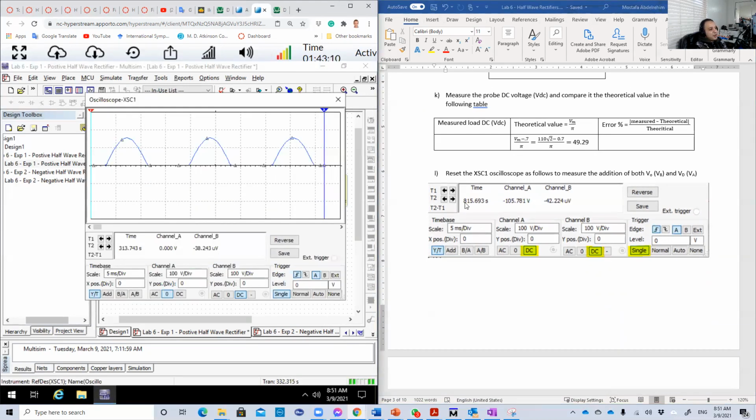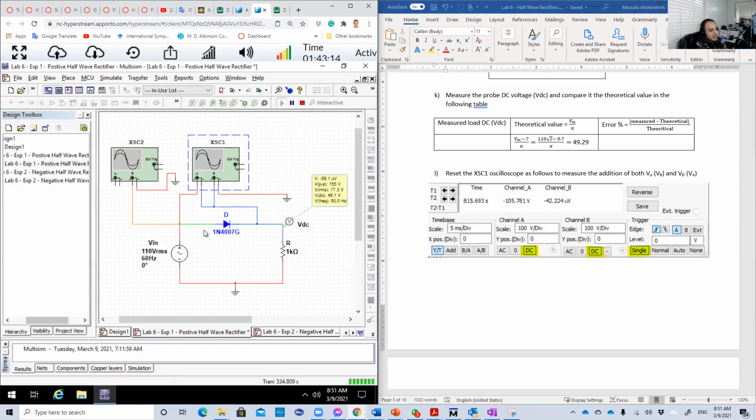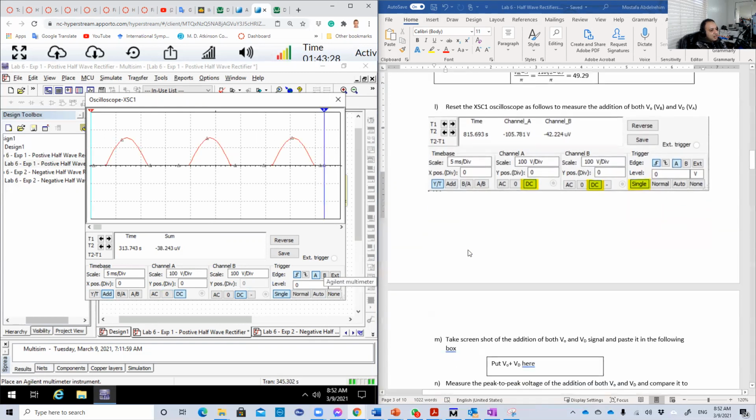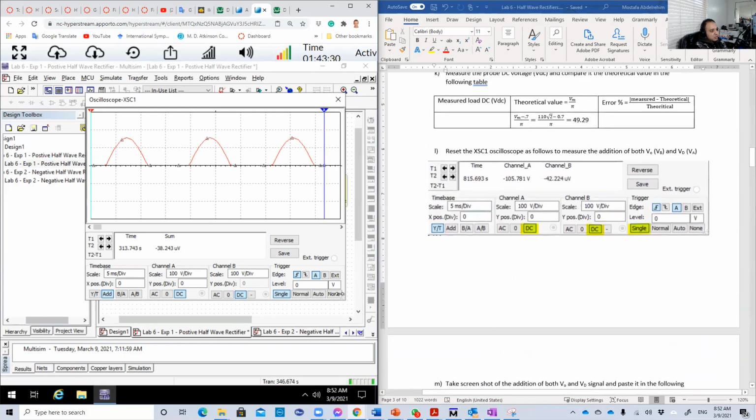Finally, Kirchhoff's law always works as usual. We're going to compare: if we add VD and VA together, we should get the input. This is a very basic step for you guys to check that you are on the correct path. So we choose add, and pause DC here. There is some delay as usual, so we make none here, then single, and here it is. This is the addition.